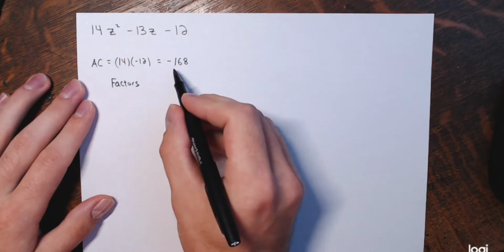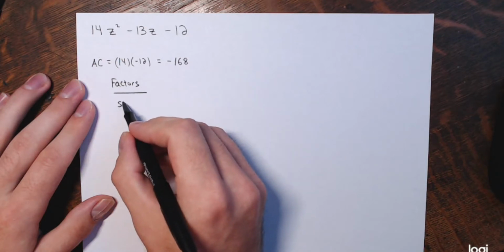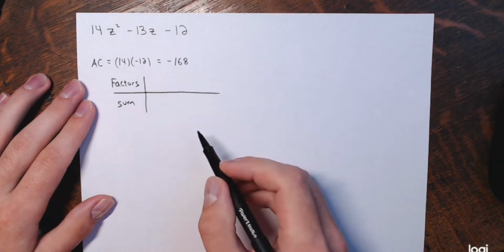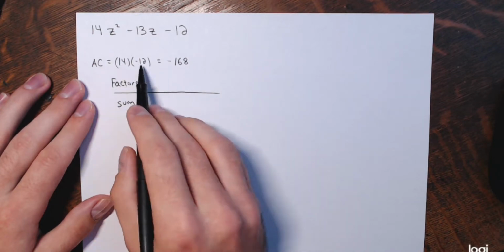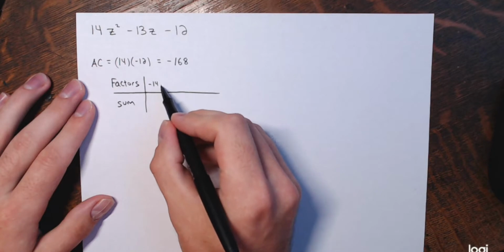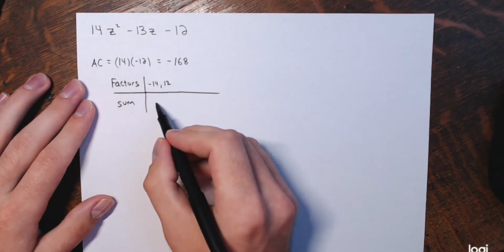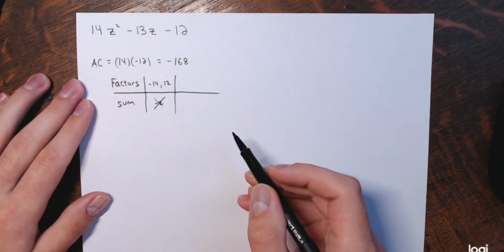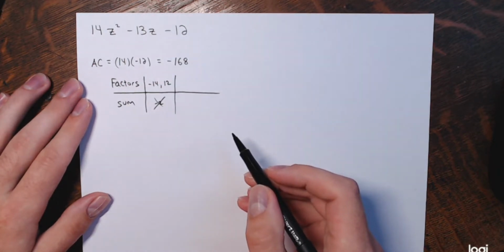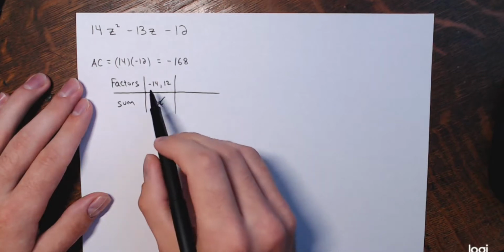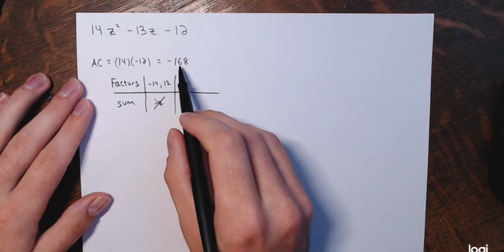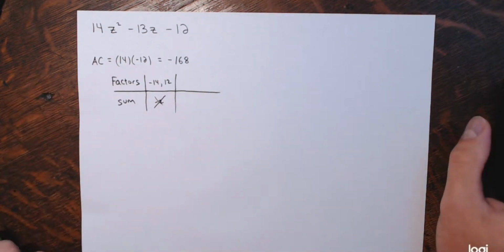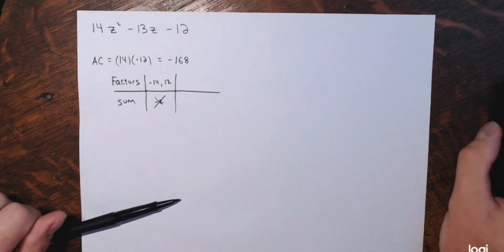of negative 168 whose sum is negative 13. So I want the negative number to be bigger, right? So I would use negative 14 and positive 12 instead of 14 and negative 12, which have a sum of negative 2. Now that's not the right sum. I want a sum of negative 13. So again, I'll just come back when I find them. I don't want to waste time making a whole list. You can make a whole list if you wish.